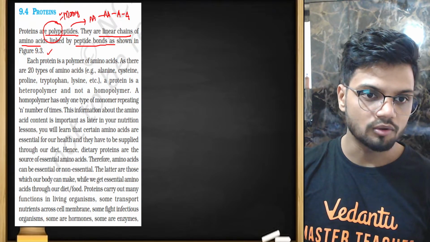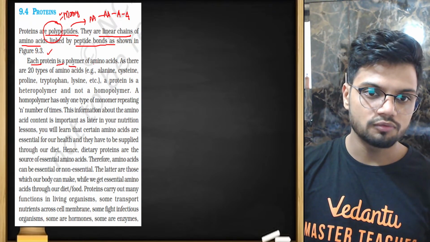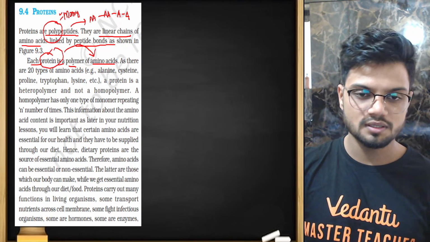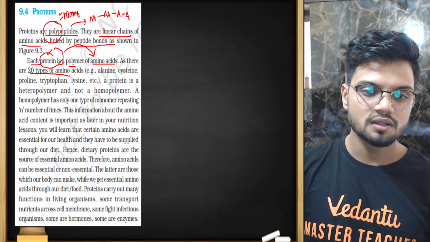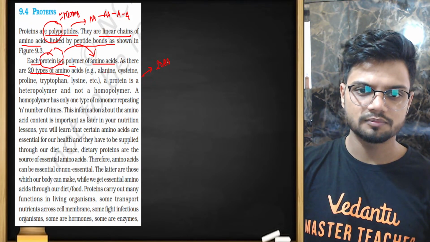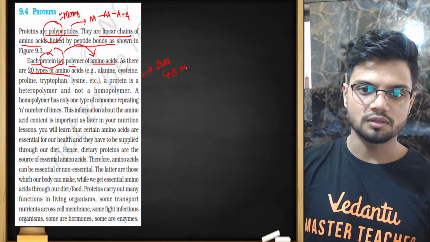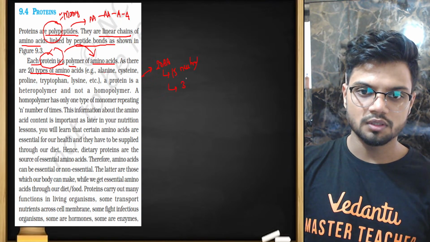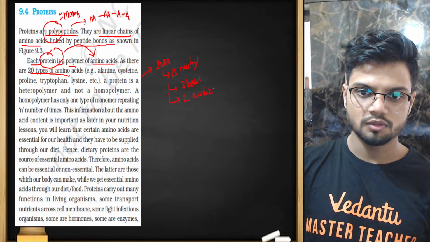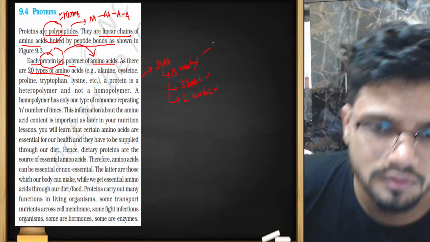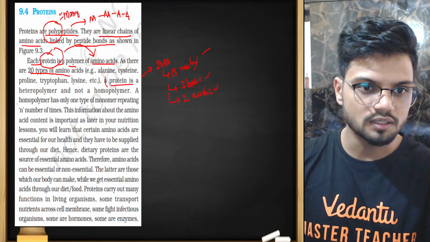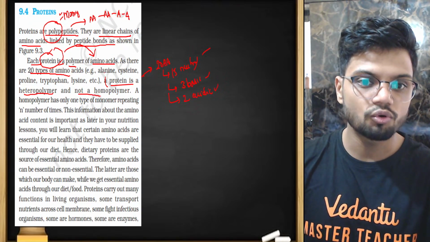Now, each protein is a polymer of amino acids. Obviously, protein is made up of amino acids. There are 20 amino acids, and out of these 20, 15 are neutral, 3 are basic, and 2 are acidic in nature. That is the general rule of amino acids. A protein is a heteropolymer and not a homopolymer.